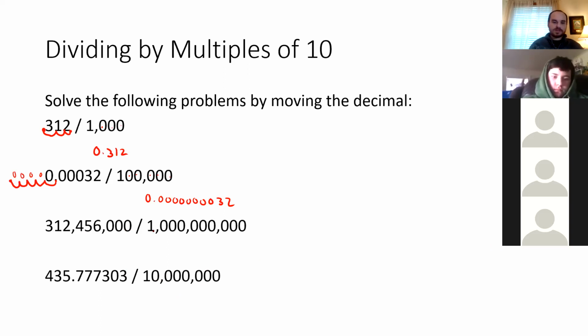So take a second, try these two on your own using the same strategy, and then I'll go over them in just a second.